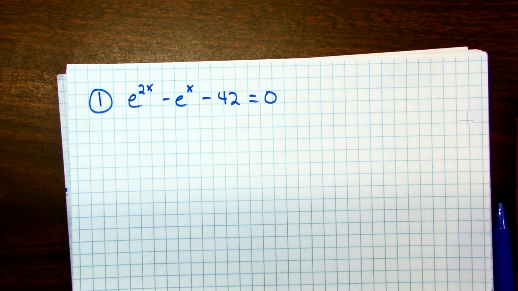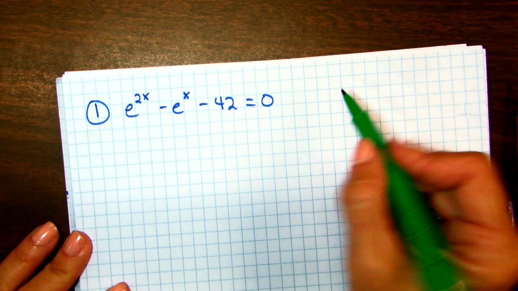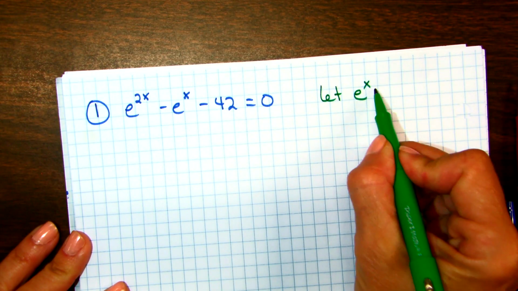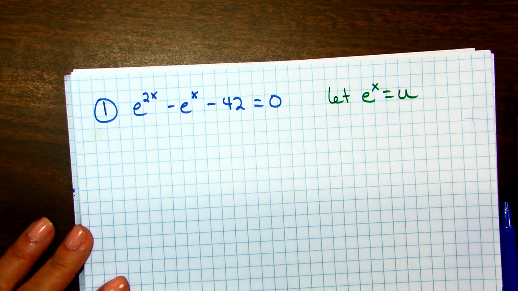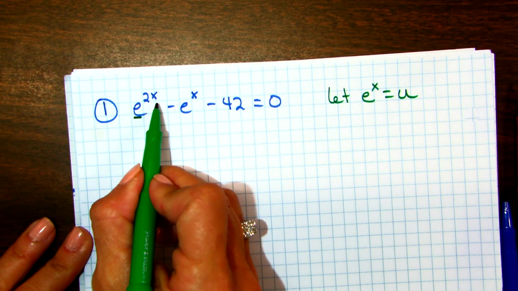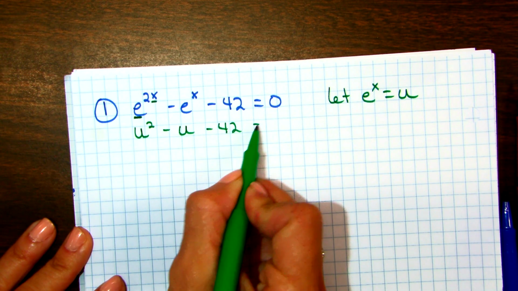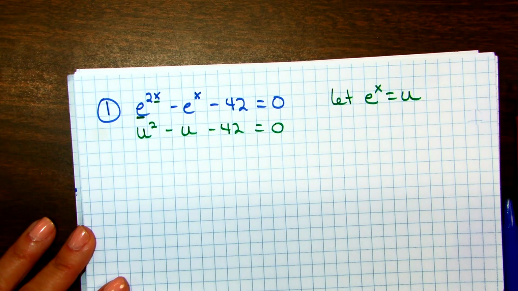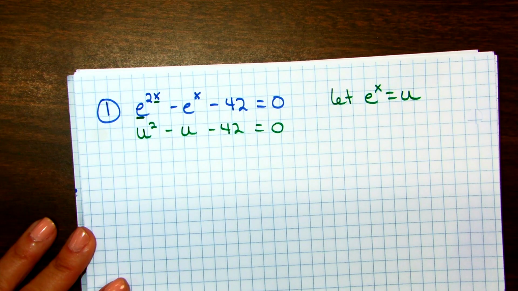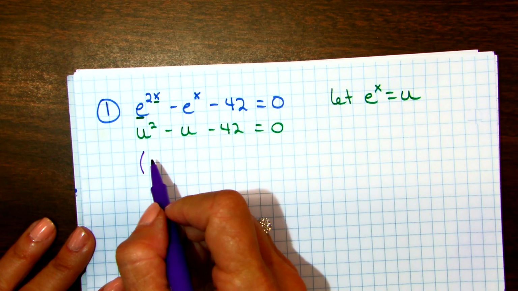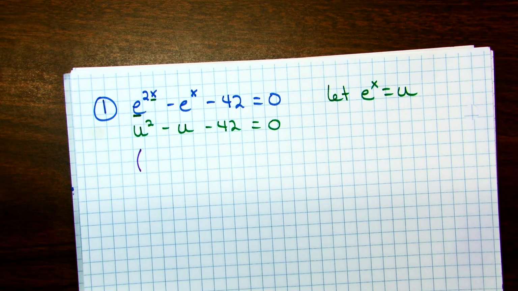Okay. So first thing you should notice is it's one of those quadratic-y looking problems, so I knew I had to get everybody on one side together, so I went ahead and subtracted the 42. And I'm going to let e to the x equal u. Factor. What two numbers multiply to get negative 42?